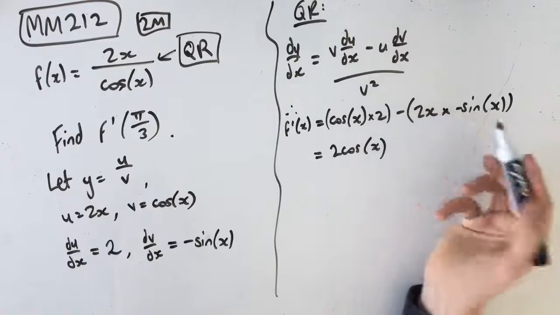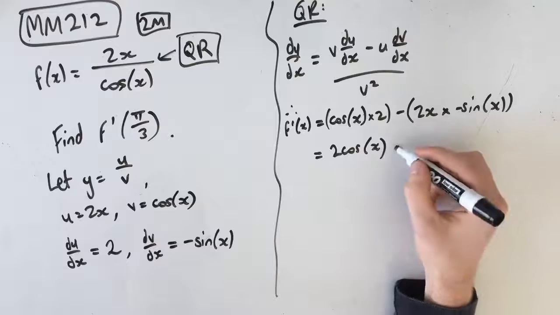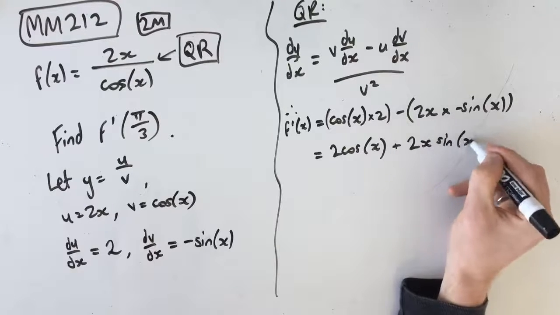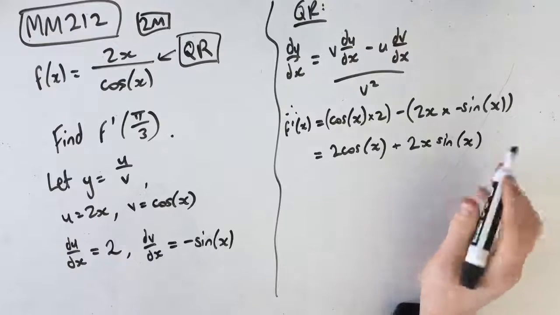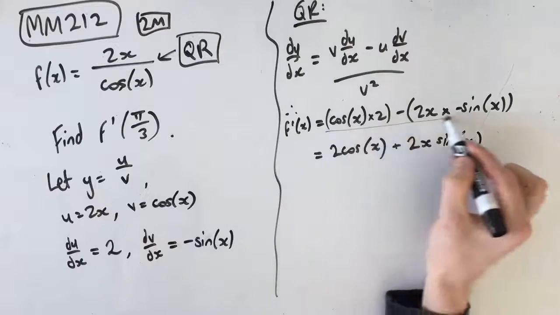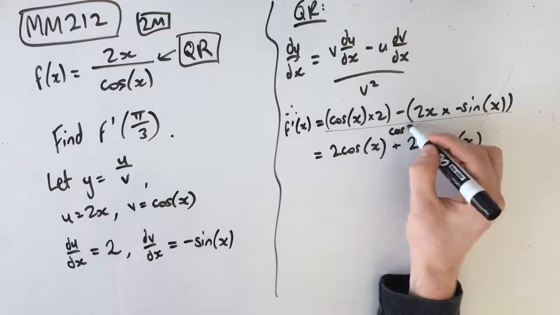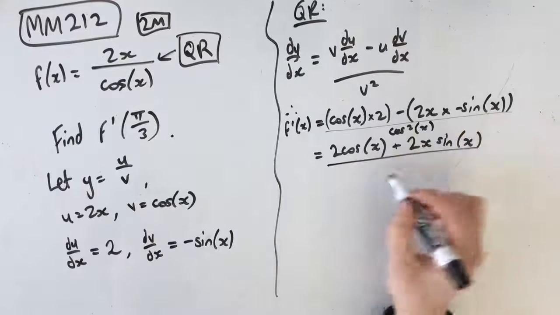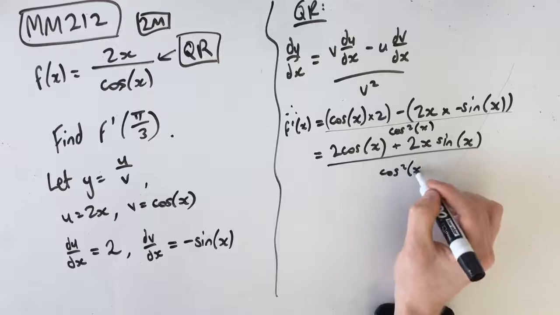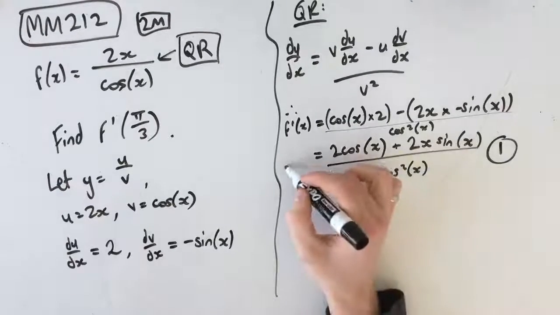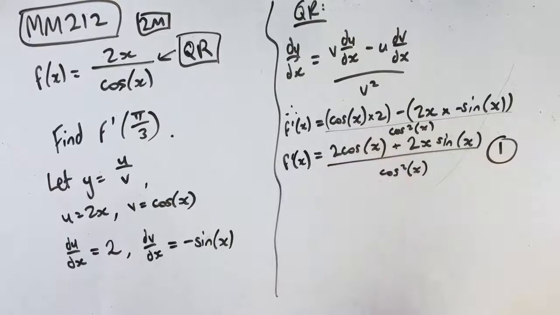So then we get 2 cos x, negative 2x times negative sine x is positive, so plus 2x sine x. Oops, I forgot my v squared, so over v squared, where v is cos x, so over cos squared x. Sweet. And that's our first mark here guys, because we've just found f dash of x.